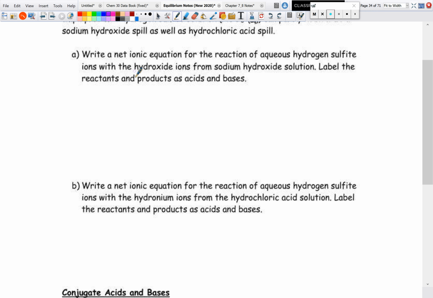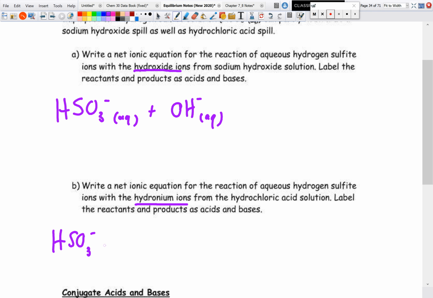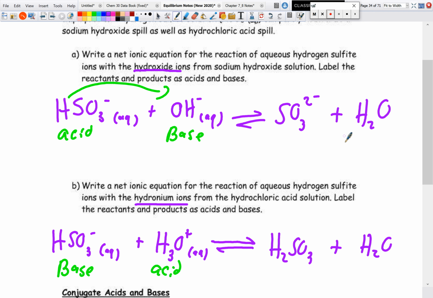I want you to pause this video and see if you can get them. To start off, we know we're taking the hydrogen sulfite ion. For part A, we're reacting with the hydroxide ions from sodium hydroxide. So you need to figure out what is going to act as the acid and what is going to act as the base. Just so you know, remember, hydroxide is the strongest base possible, whereas hydronium is the strongest acid possible. See if you can figure out the way these reactions go, and the answer is going to go up in 3 seconds. And your answer should look something like this.